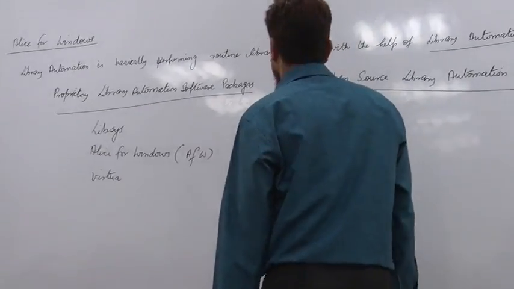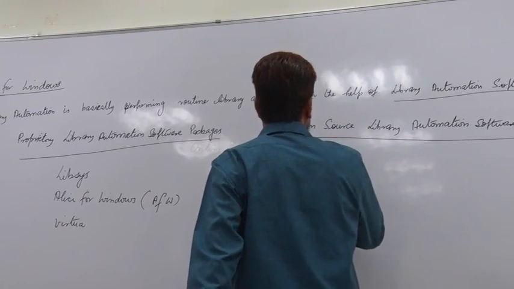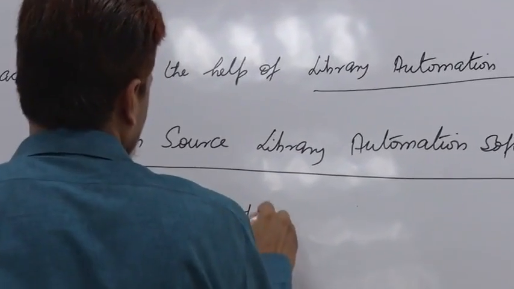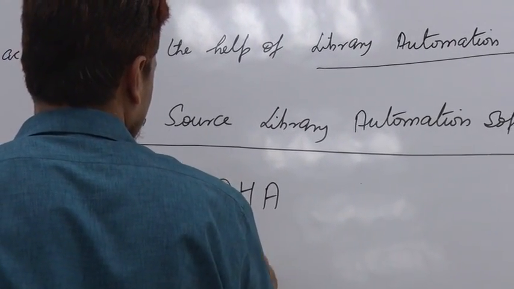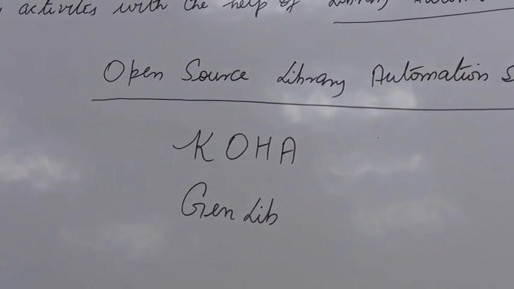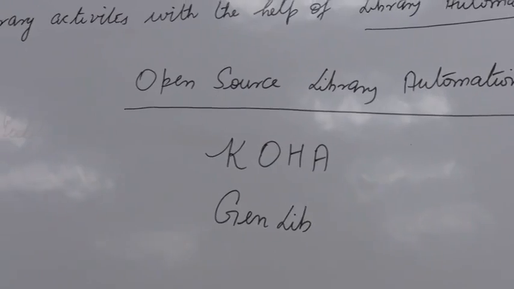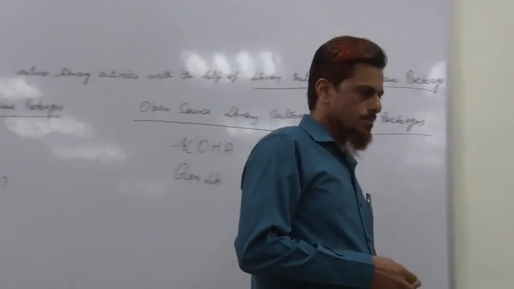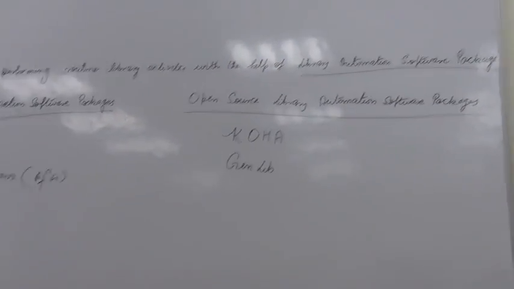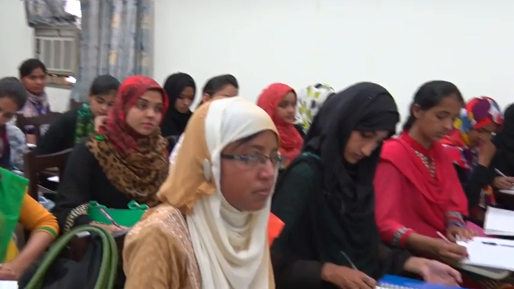Then on the other hand, you have some open source library automation software packages also. For example, Koha, Genlib. Here I would like to tell you that when we ask people to mention the names of open source software, they also mention Green Store. But I am telling you here, Green Store, though it is an open source software, is meant for digital library. That is not a library automation software.